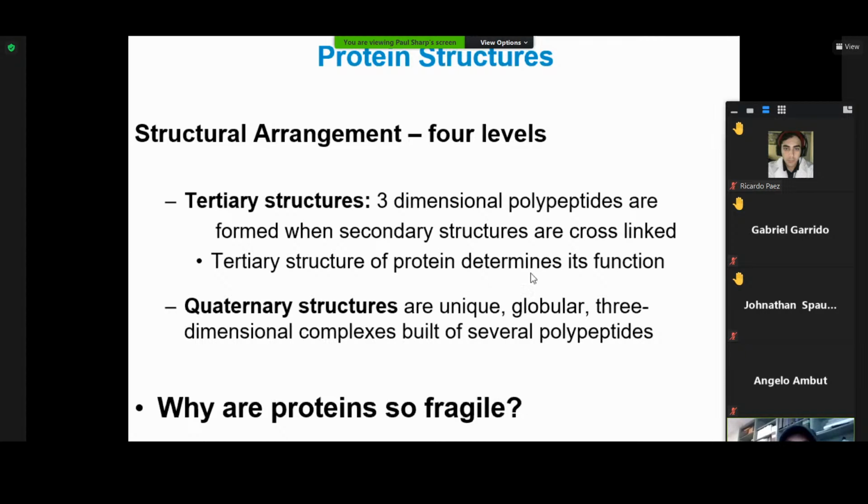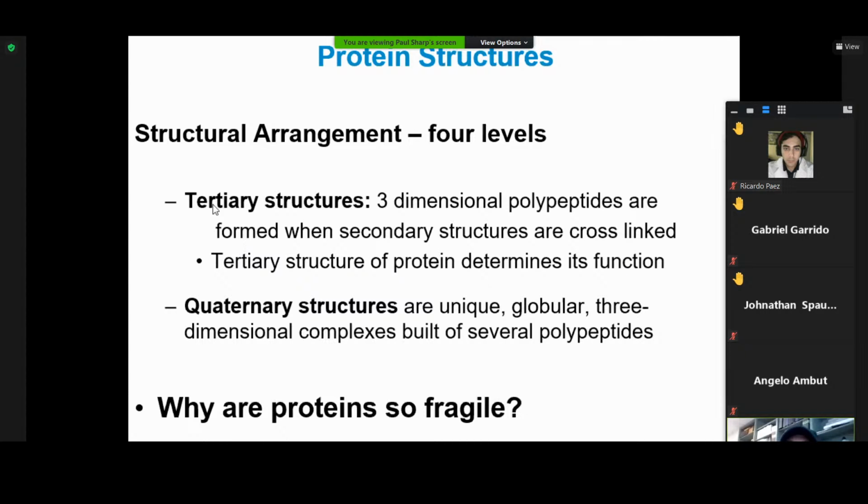The tertiary structure of a protein determines its function. Whenever we talk about a protein, for example an enzyme, enzymes have an active site, and if the protein doesn't fold correctly, that active site is not going to be able to hook up with the proper substrate that the enzyme needs to work on. So that tertiary structure is very important. It's what determines the function of the protein.